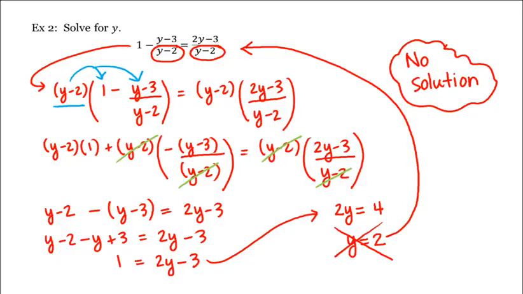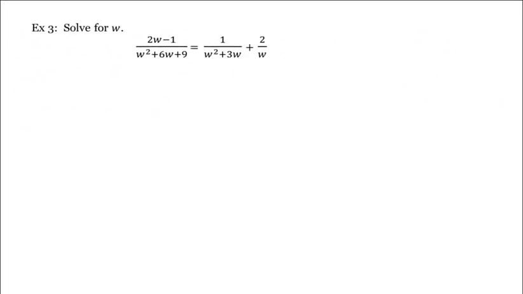All right, let's see one more example. Let's solve the following equation for w. Now, what are we going to be multiplying both sides of this equation by? What we need to do is determine what the least common multiple of these denominators is, or the least common denominator, which we can do by factoring these denominators first.